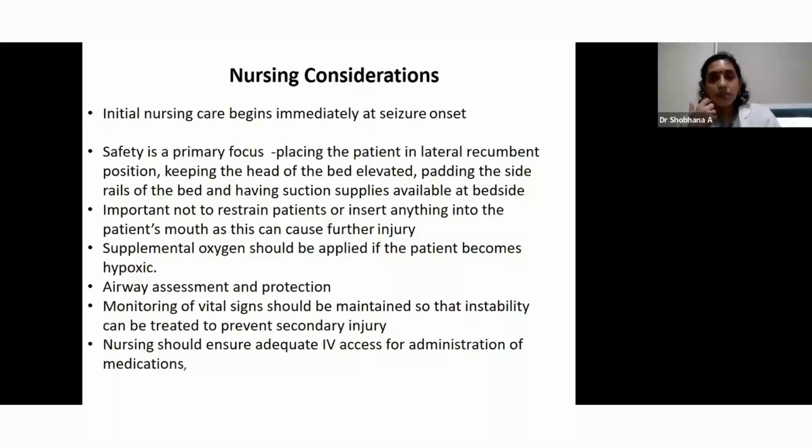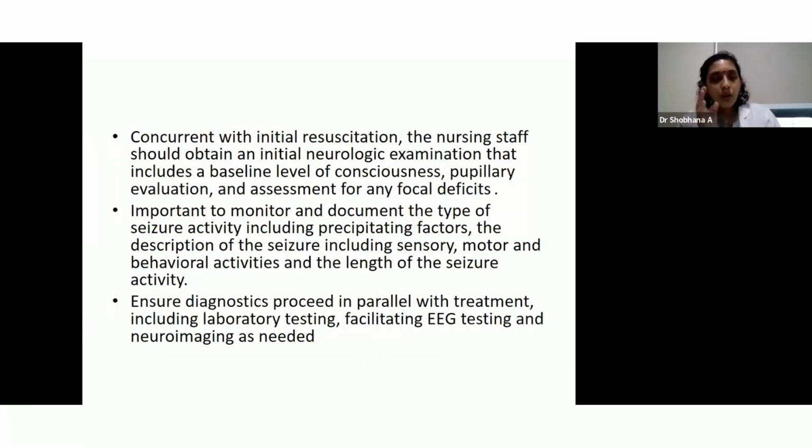So that is also one indication that this is an ongoing convulsion, right? And always try to get an IV access as early as possible, because your doctor is going to immediately ask you to push medications. Along with this, simultaneously, you must try to do an initial neurological examination, like baseline level of consciousness, pupils, whether equal or unequal, and whether they are moving one side more or one side less, right?